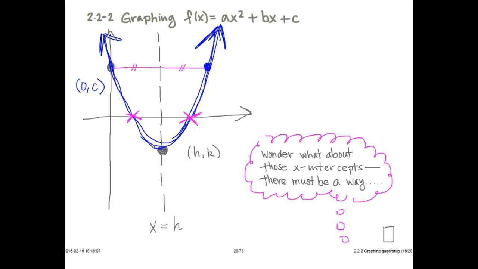Now, some of these days it's going to be a good thing to be able to find those x-intercepts. I'm going to let you think about how that's done. Do observe that they are also at the same distance as each other from the vertical axis, one left, one right.